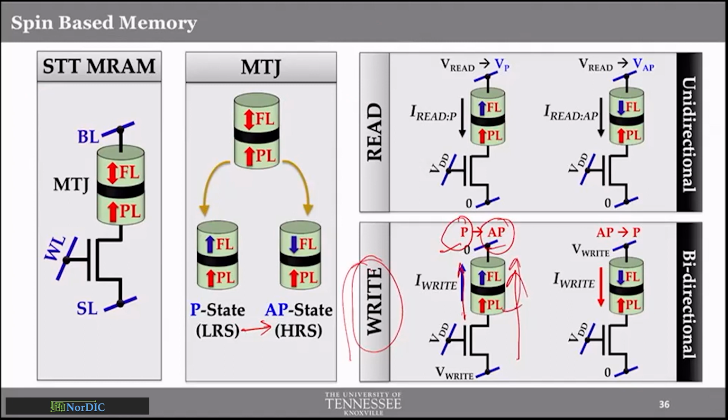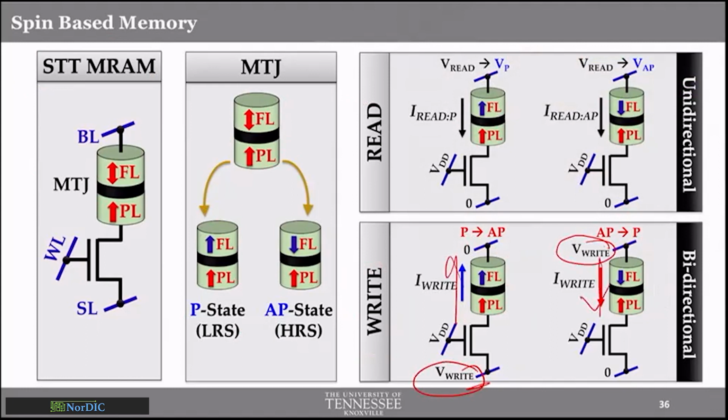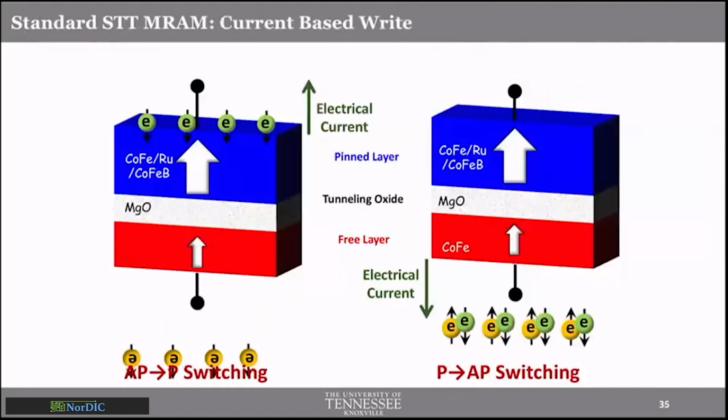On the other hand, to do the other thing, anti-parallel to parallel, you need to let current flow from free layer to pinned layer. That has something to do with the magnetic tunnel junction behavior. We'll talk about it, but for now, just imagine you need to reverse the current. So you either apply write voltage here or you apply write voltage here. That's it. So you let current flow in two different directions, to write 1 or to write 0. I hope that summarizes the concept of the read and write operation of STT-MRAM and MTJ.